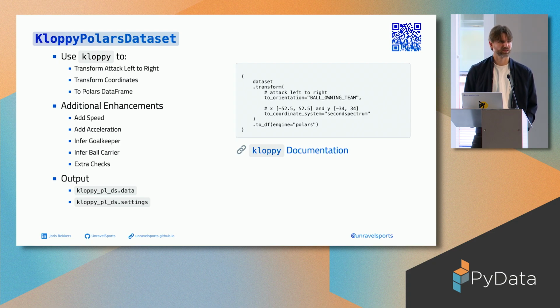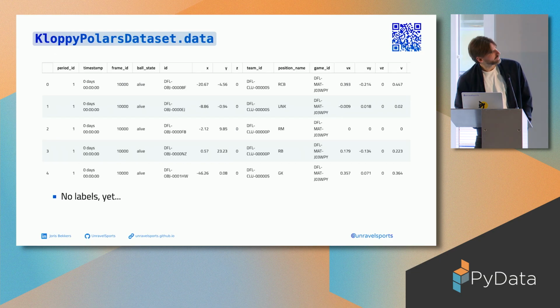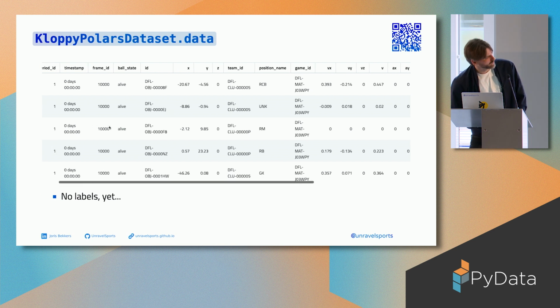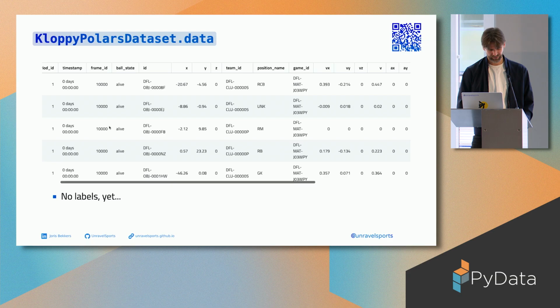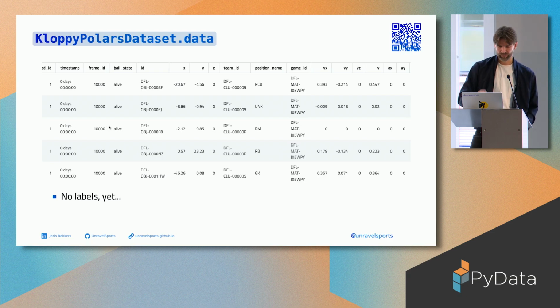The settings aren't very interesting, but they record the orientation and the coordinate system for future reference. And this is your Polars dataset that you get out of it. You can see we have one row per player per frame, so around 23 rows per frame.